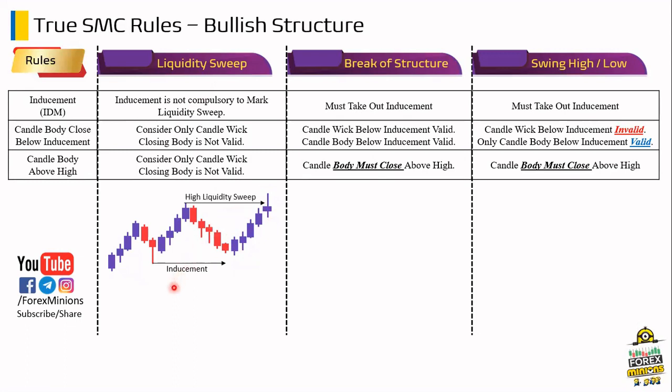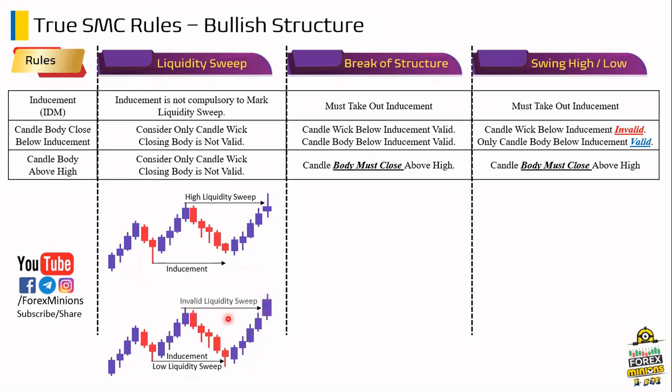Now, check this chart. Note here the candle raided this low by wick and the candle body closed above this previous low. So this is also a liquidity sweep. Here the market sweeps the inducement level. Now, check this candle, which created a new high. As the candle body closed above the previous high, this is not a liquidity sweep and we will mark it as an invalid liquidity sweep.